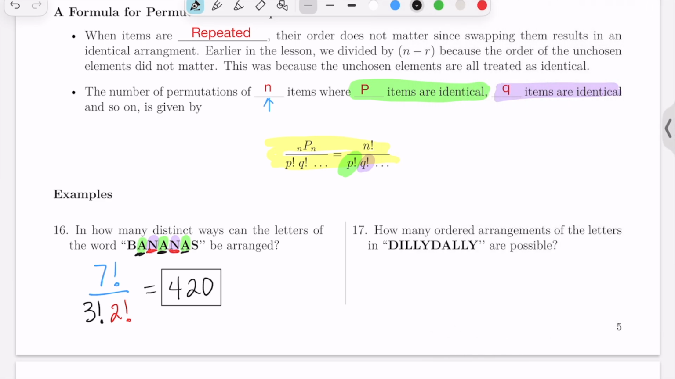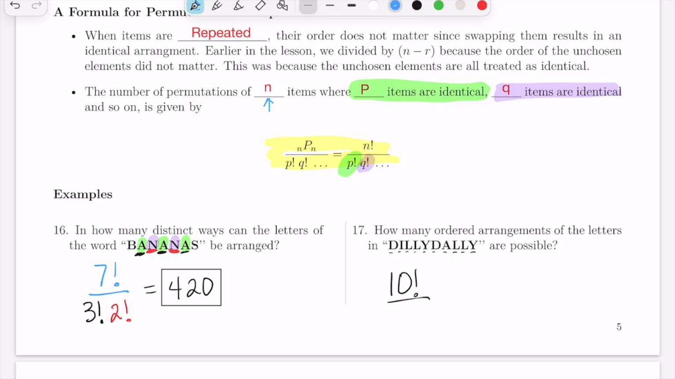The last one is the word dilly-dally, which is kind of silly, but I like it because it has a lot of repeated letters. You can do this with any word, but it shows off really well in words that have many repeated letters, like Mississippi is also another really good one. So dilly-dally, when we count up all the letters, we have 1, 2, 3, 4, 5, 6, 7, 8, 9, 10. We'll start out with 10 factorial on top.